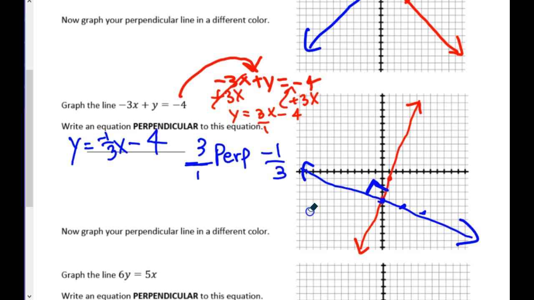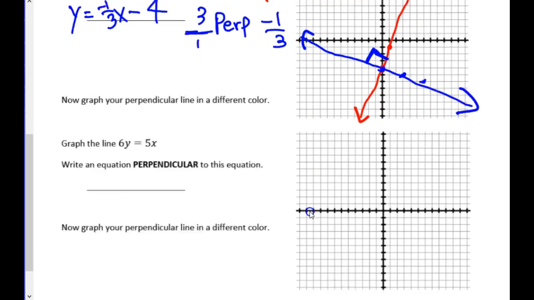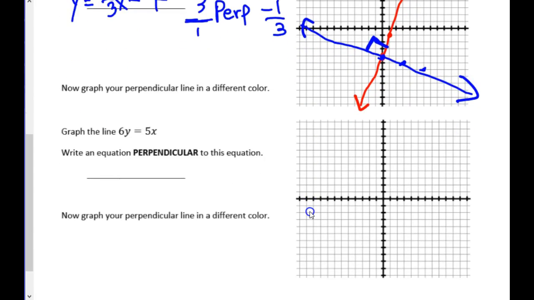Alright, let's try the next one. Again, same process. It needs to be in what form? What form does it need to be in? Slope-intercept form. Y equals mx plus b. It is not y equals right now, so we have a step to do. Okay, so let's do that.